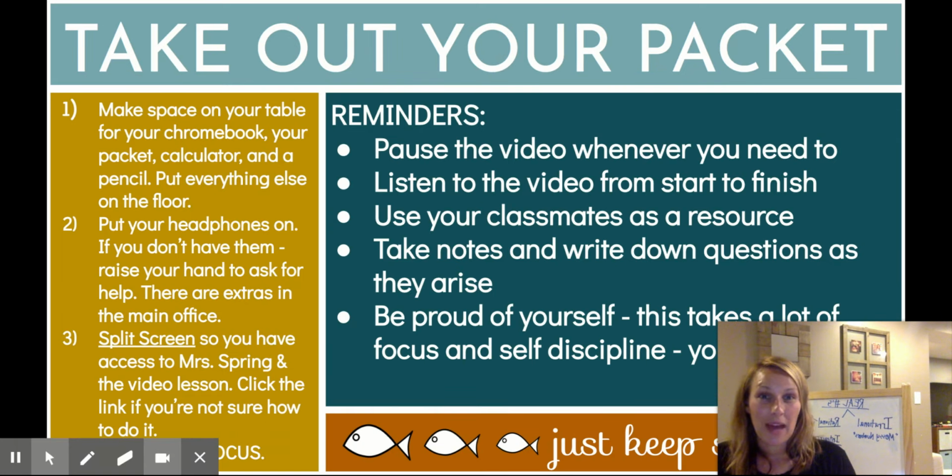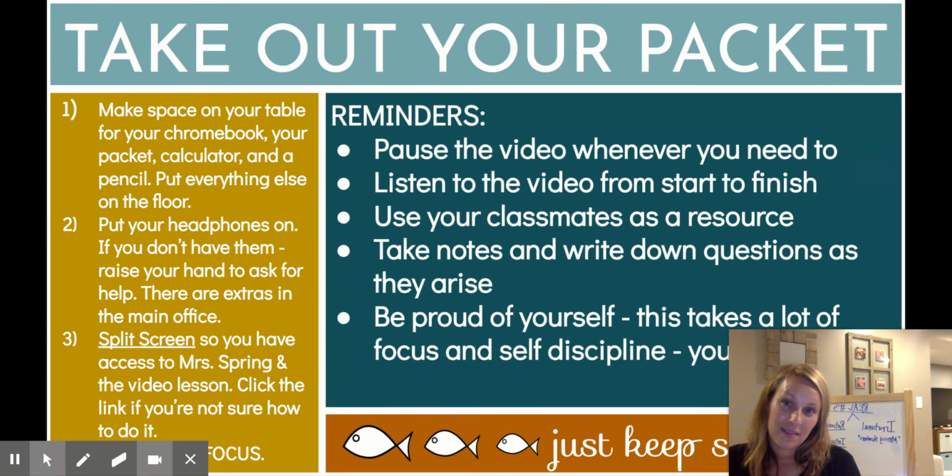You should have your packet out right next to you for those of you who are in class. Just a couple of tips here. I'm gonna make this bigger. I know with these triangle tables it's a little bit tricky, but make space for your packet, your pencil, as well as your Chromebook, and put everything else on the floor. So if you've got your big binder, take your packet out and place it next to you.